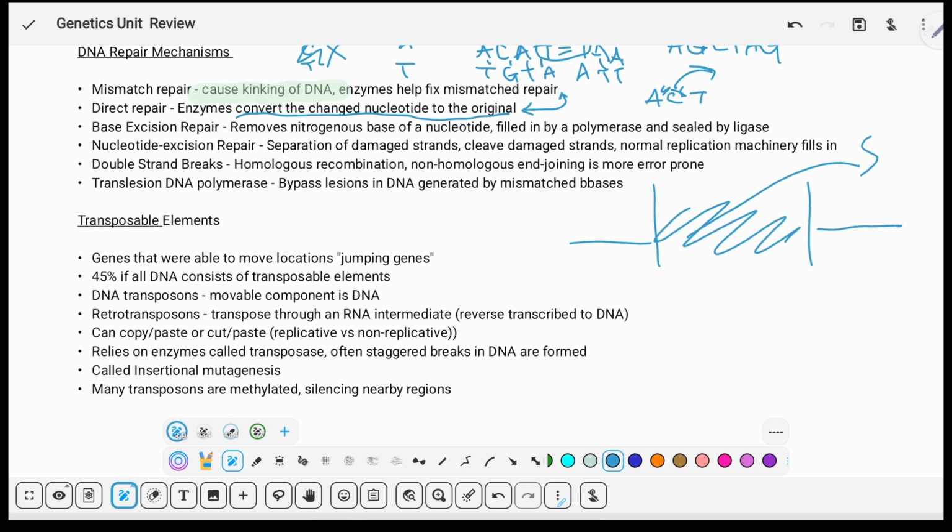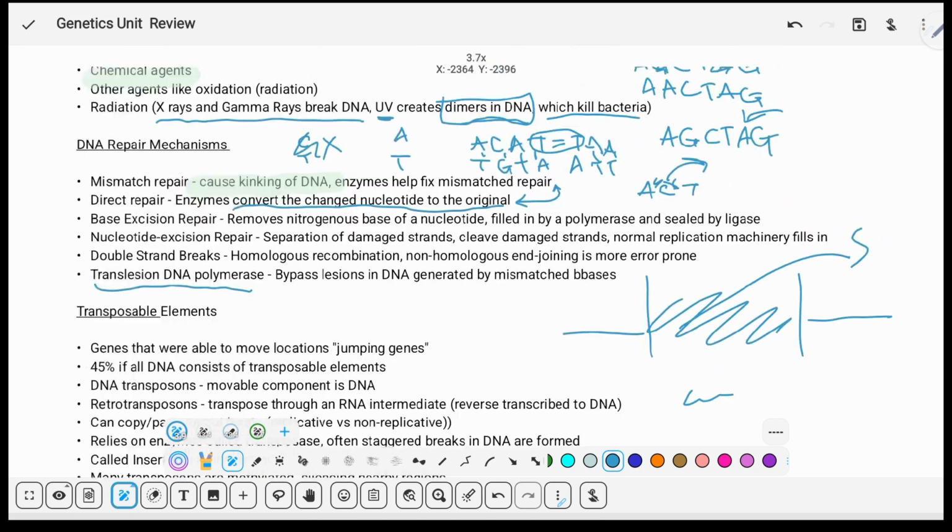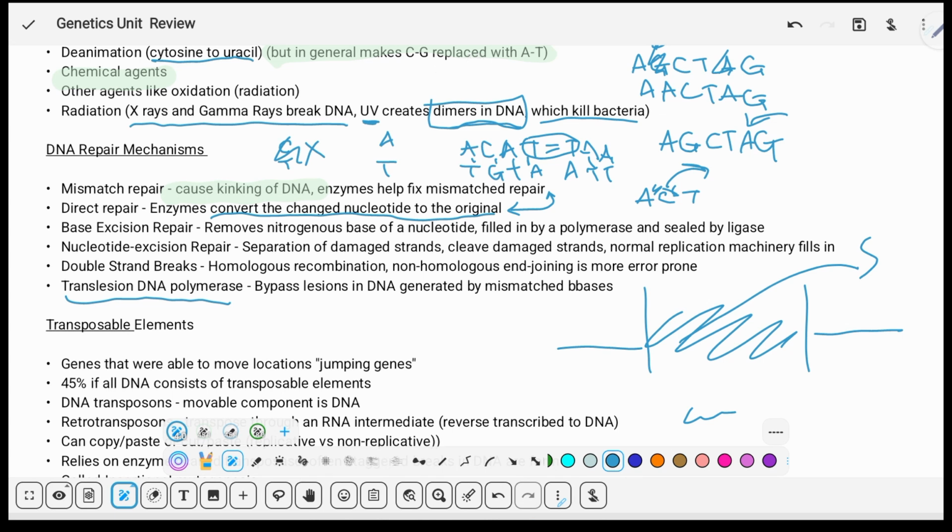We also have translesion DNA polymerase, and this is kind of a coping mechanism because if there's like breaks or lesions in the DNA because the bases are mismatched, it knows to, in replication, bypass those, and it doesn't affect it as badly as, say, the dimers in DNA, which kill bacteria. That DNA polymerase cannot cope with that, whereas translesion DNA polymerase can cope with these dimers and it just skips over them and keeps going.